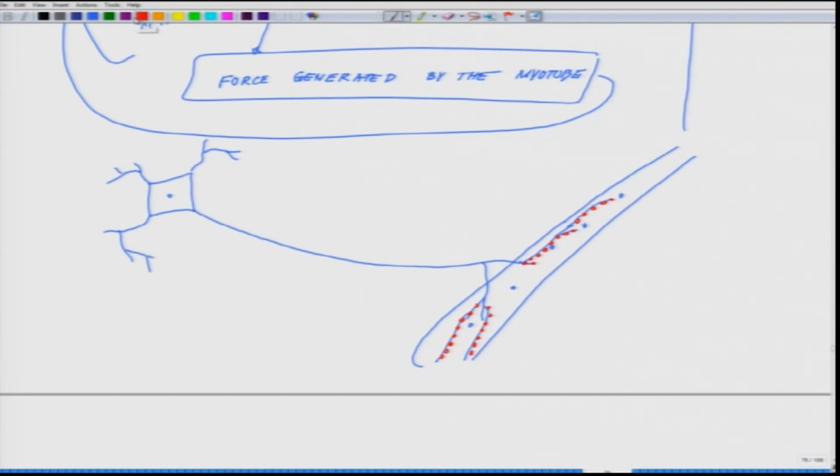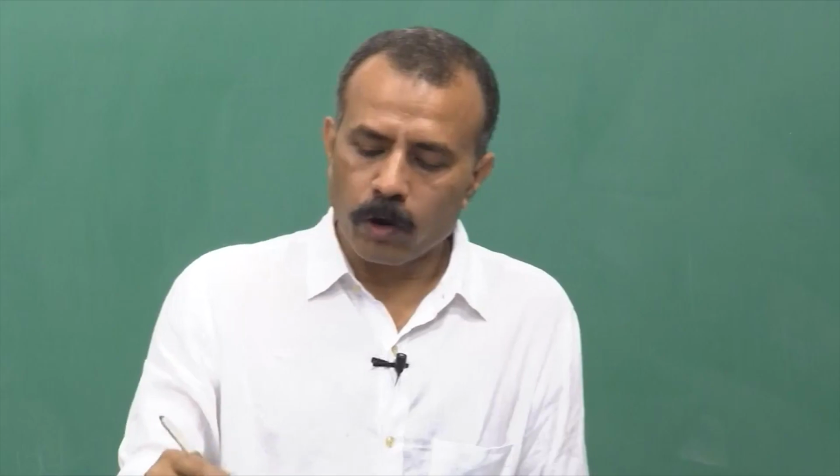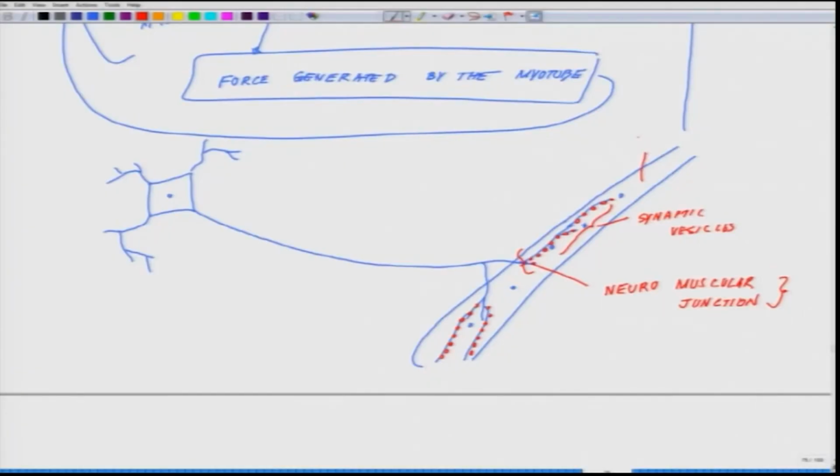So, here you have the synaptic vesicles, or this particular part is called neuromuscular junction. So, the significance of neuromuscular junction lies in the fact that neuromuscular junction decides how much this muscle will contract.